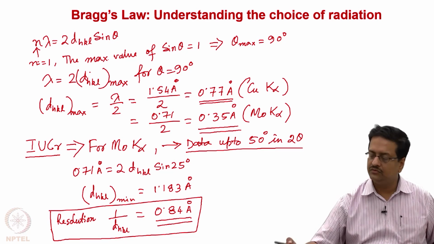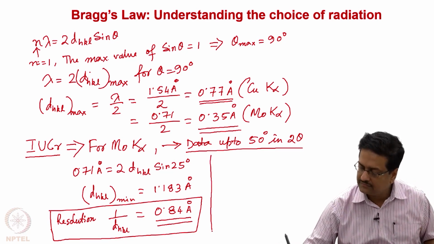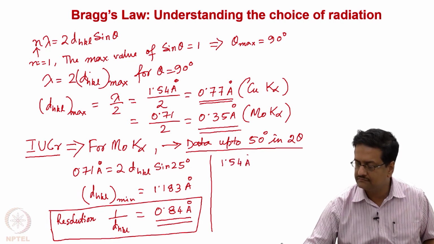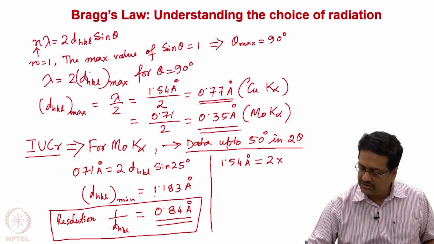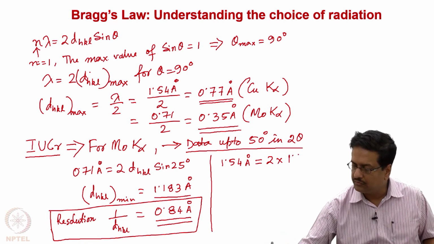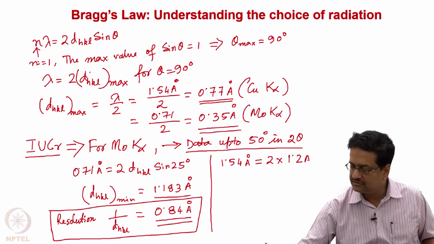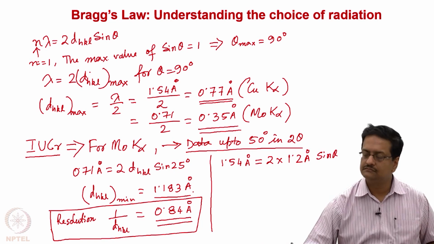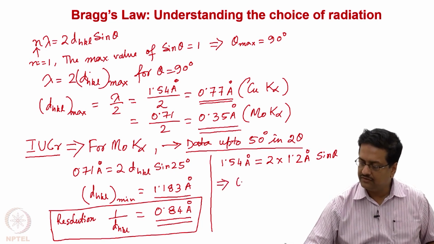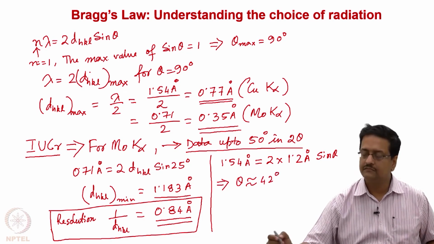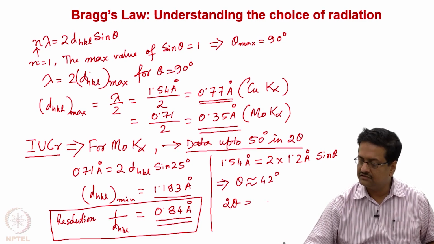So when you use copper K alpha radiation, you use wavelength of 1.54 angstroms, which is equal to 2 into the corresponding D, which should be about 1.2 angstrom, and I need to know the corresponding sin theta. So if you do this calculation, you will find that theta is about 42 degree, which means 2 theta is about 84 degree.